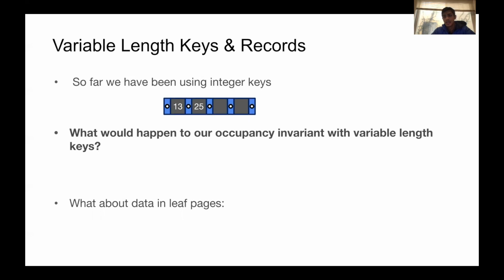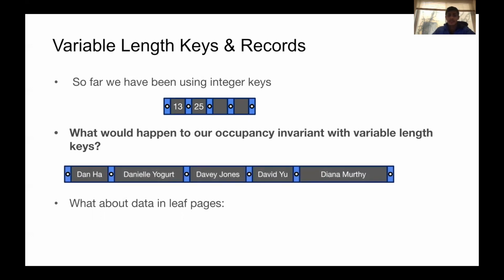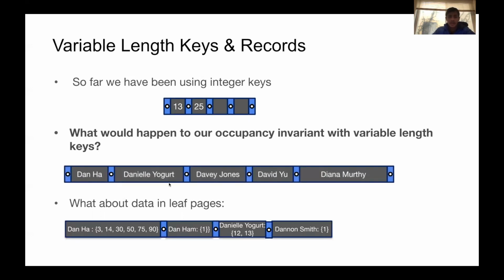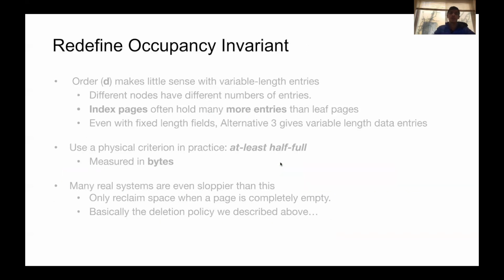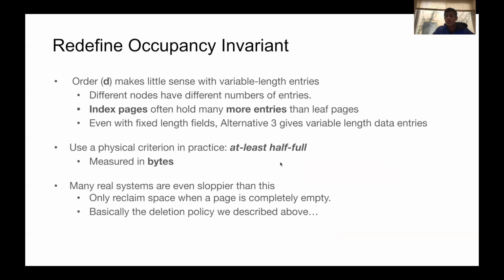But if I have strings instead, that doesn't really work any longer. If I have strings, each of these strings can take a radically different length. So now I can't guarantee, for example, that a page can hold 2,000 strings because, well, what about the string size? How big is a string? What are we dealing with here? And so let's redefine our occupancy invariant. Order D does not really make sense with variable length entries. Different nodes will often have different numbers of entries. And index pages will often hold many more entries than leaf pages.